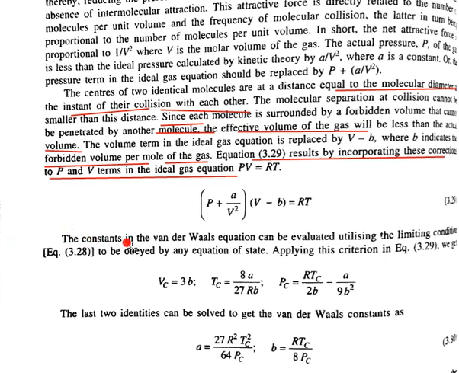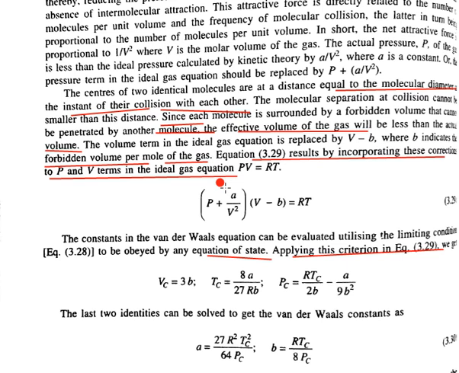The constants in the van der Waals equation can be evaluated utilizing the limiting condition 3.28, which should be obeyed by any equation of state. Applying this criterion to equation 3.29, we get Vc equal to 3b, Tc equal to 8a upon 27Rb, and Pc equal to RTc upon 2b minus A upon 4b square, where A and B are the van der Waals constants. And what is the value of A and B?